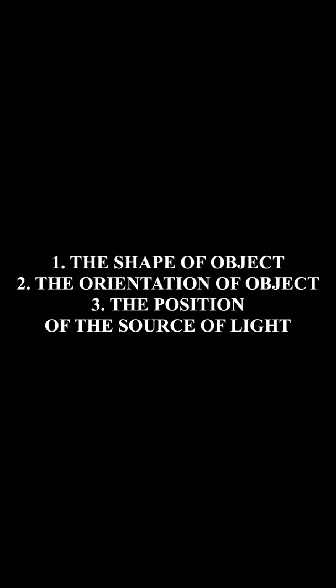So please remember the things that affect the shape of shadows are: number 1, the shape of object. Number 2, the orientation of object. And number 3, the position of the source of light.